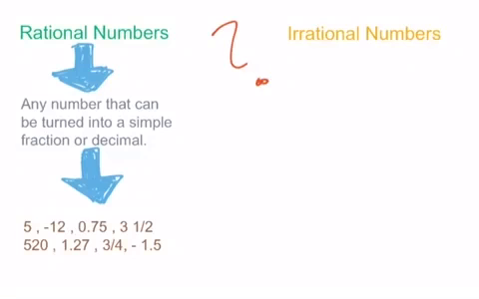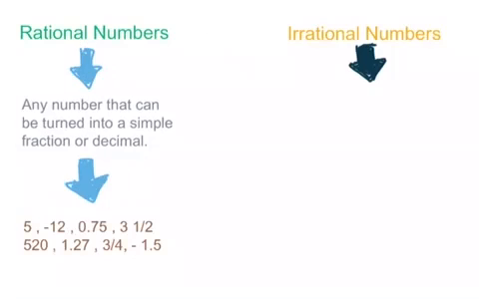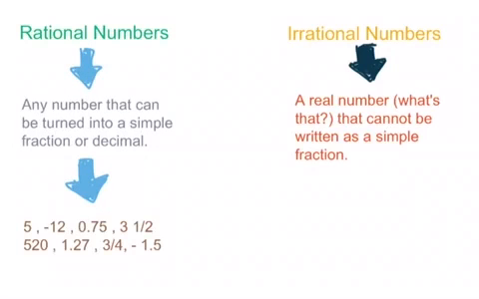And what would that look like if we had an irrational number? Here's what we have. So irrational numbers are real numbers, and we'll talk about what that is a little bit later on, that cannot be written as a simple fraction. We'll talk about real numbers in just a second. But could we think of any examples of a number that cannot be written as a simple fraction?